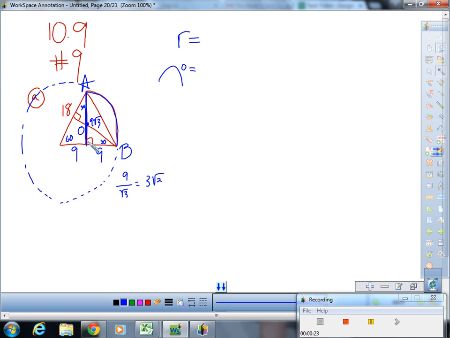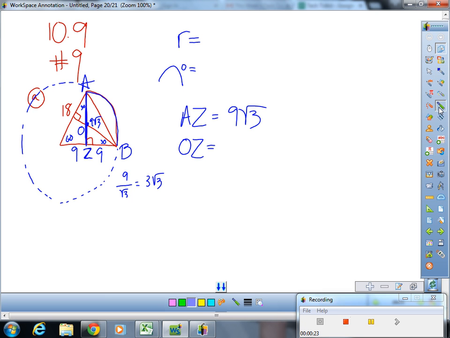So this part, I need my letters. I'm sorry. There are no letters. Let's call this Z. All right, here's what I found. AZ, I made up the Z, is 9 radical 3. Does everybody understand that? What is OZ? What did we just find OZ to be? We got it to be 3 radical 3. And we used this triangle here to find that OZ was 3 radical 3.